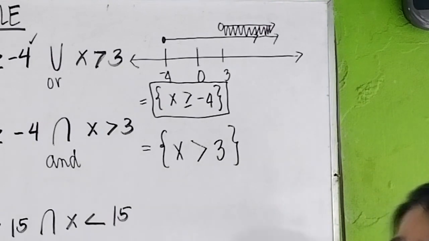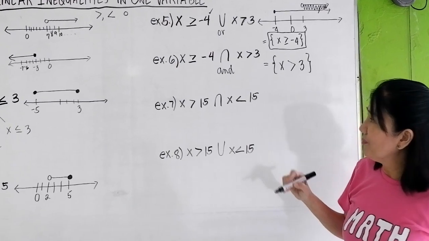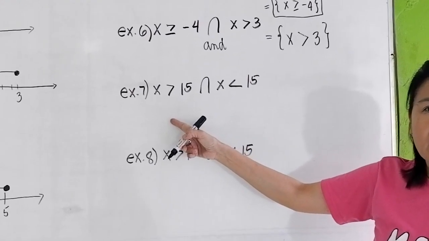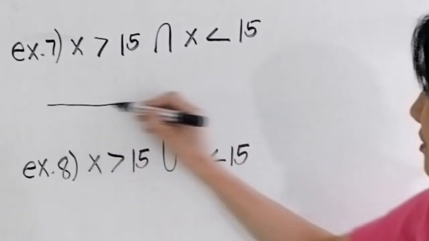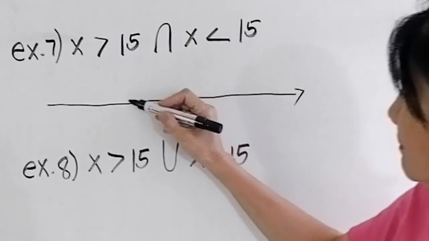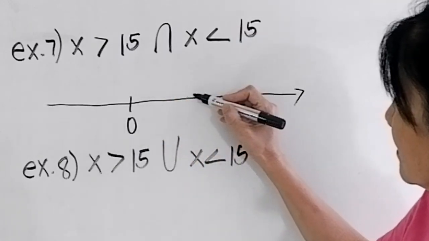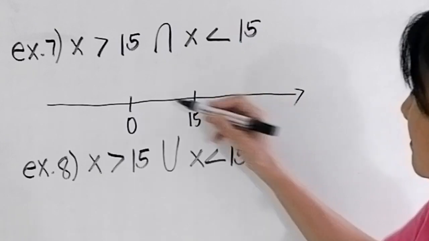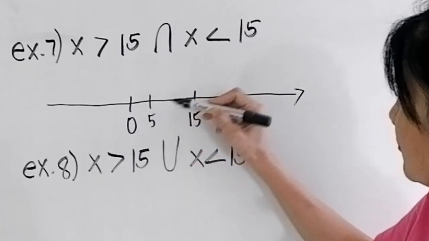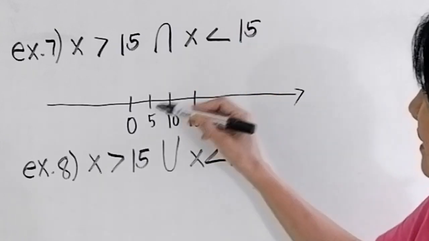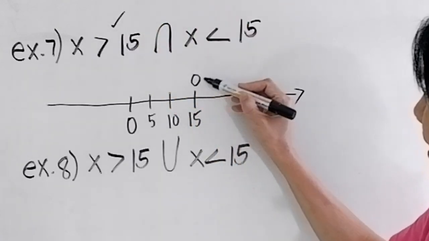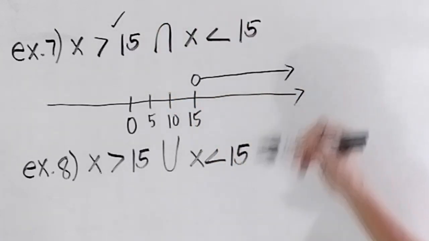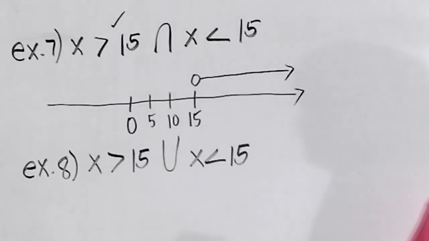There. That's the difference. Now, let's move on to example 7. X is greater than 15. So, let us say this is 0 and this is 15. Let's say that's 5 and this is 10. X is greater than 15, hollow here, pointing to the right.